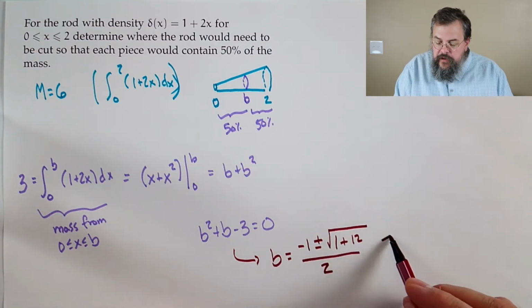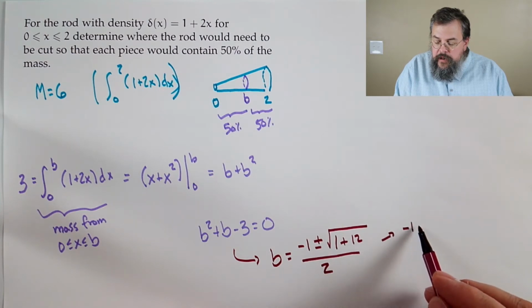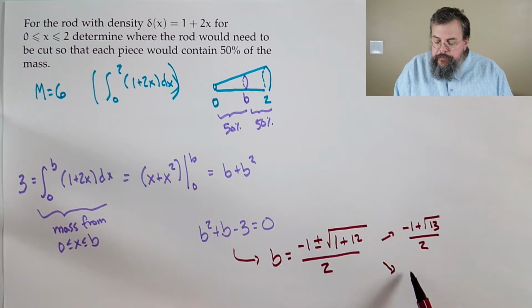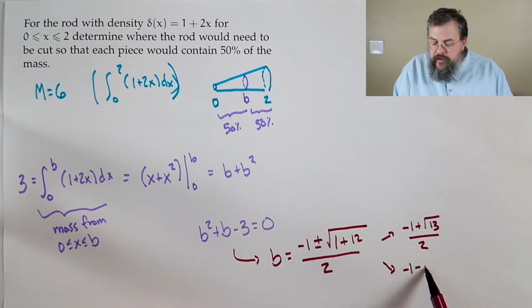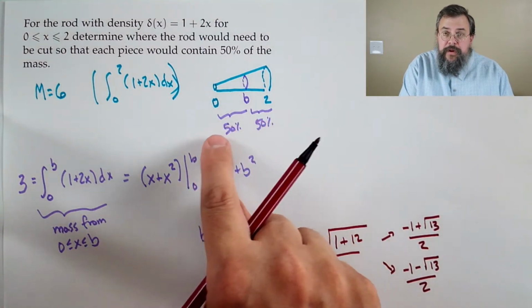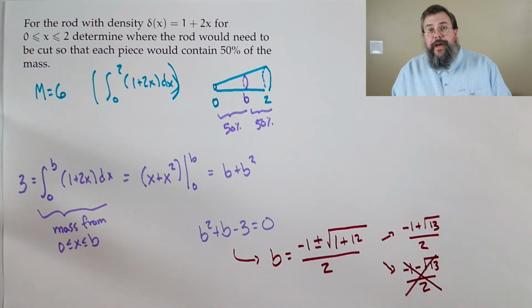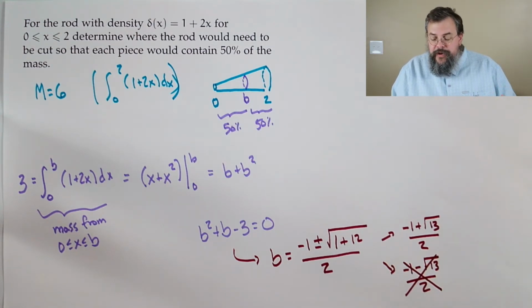Of course, that leads us to two possibilities. Minus 1 plus square root of 13 over 2, or minus 1 minus square root of 13 over 2. But we know in our picture we need to be between 0 and 2, so it's not going to be that one. So we end up with the square root of 13 minus 1 over 2. Now, at this point, you might be a little bit, is it? That's kind of a weird number. Yes, it is a weird number. And that's one of the things we want to emphasize.